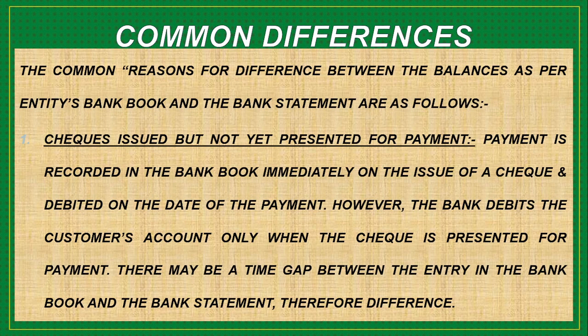Common differences. The common reasons for differences between the balances as per the entity's bank book and the bank statement are as follows. Number 1. Checks issued but not yet presented for payment. Payment is recorded in the bank book immediately on the issue of a check and credited on the date of the payment. However, the bank debits the customer account only when the check is presented for payment. There may be a time gap between the entry in the bank book and the bank statement, therefore difference.